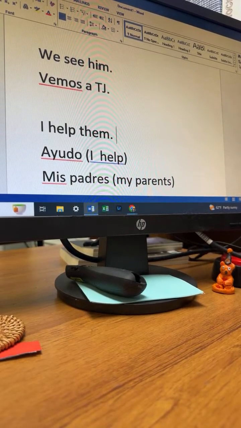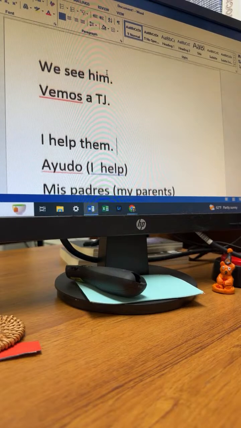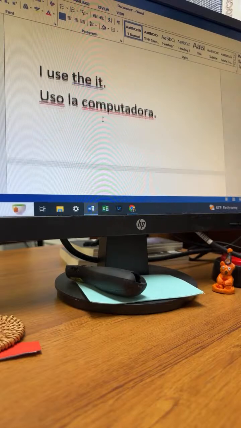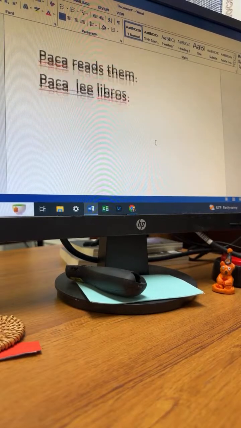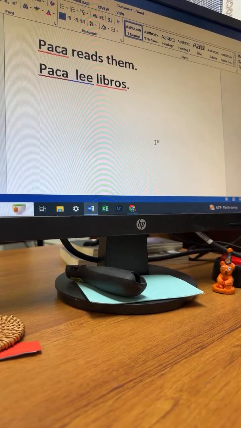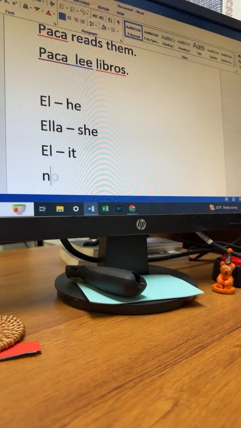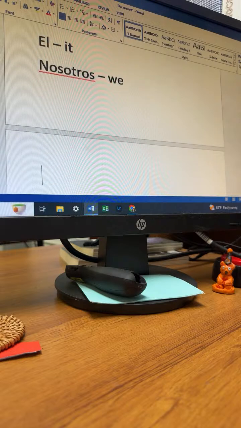Now, in Spanish, we have specific words for him, them, it, if it's a direct object, and her, okay? So far, let's talk about the subject pronouns that we know in Spanish. We know él means what? He, great. Ella means she, okay? Él can also mean it. We have nosotros, that means we. And they is ellos, right? Do y'all remember those? Okay.